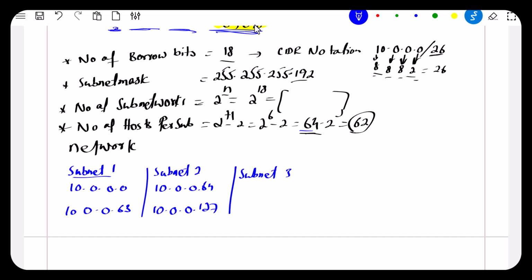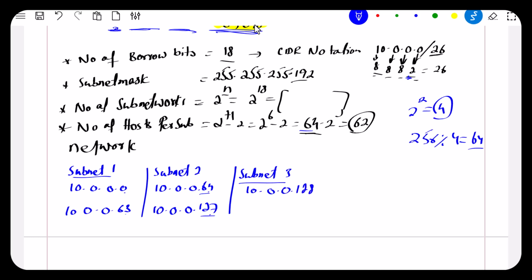Subnet 3. Don't be confused here, okay? If you are confused, put the values in the formula. Like the 4th octet is what? We borrow how many bits from the 4th octet? We borrow 2 bits, you can see here. So 2 power 2 is equal to 4. And what is the total range of the 4th octet? 256. 256 divided by 4 is equal to 64. So that is the 64 from 0 to 63, 64 to 127, and so on.